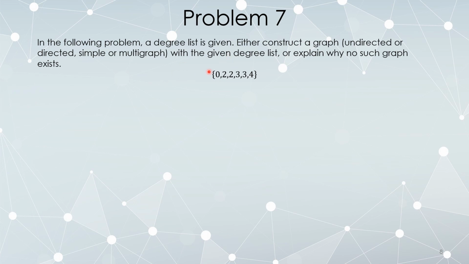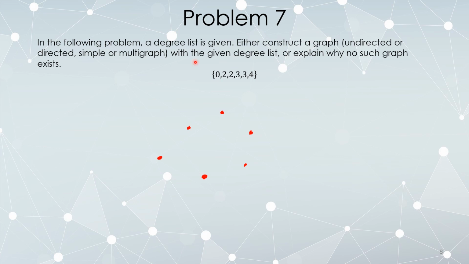So in this degree list, 0 + 2 + 2 + 3 + 3 + 4, there are 2 odd numbers, the rest are even, so 2 + 2 is 4, 8, 14, that's even, so this can be done. We have 6 numbers here, 0, 2, 2, 3, 3, 4. So there need to be 6 vertices. So 1, 2, 3, 4, 5, 6. And now we just need to try to connect them in a way. I'm just going to do a simple graph that has the given degrees.